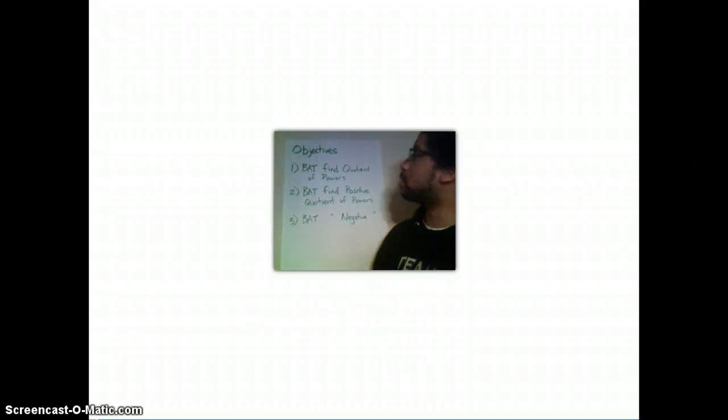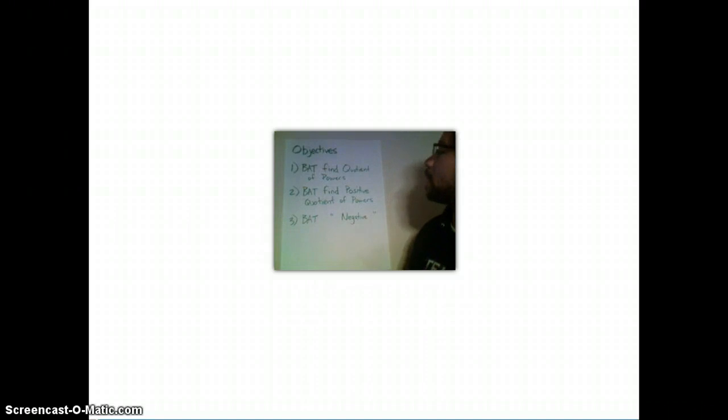Okay, today is the division property of exponents. Our objectives today are: one, be able to find quotient of powers; two, be able to find positive quotient of powers; three, be able to find negative quotient of powers. You can pause this and jot down your objectives if you missed that today, and then we'll get into the lesson.